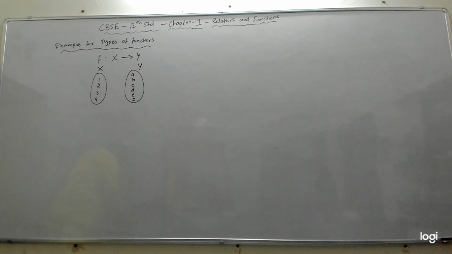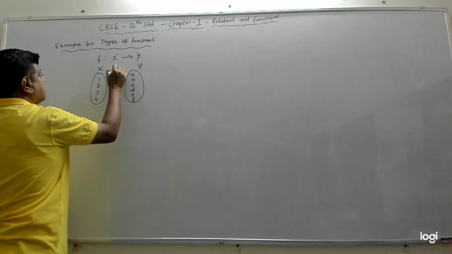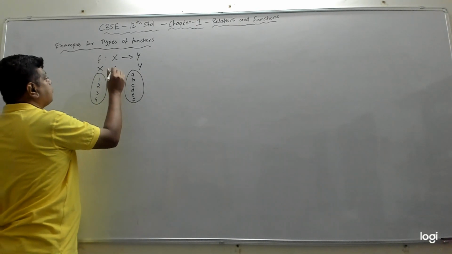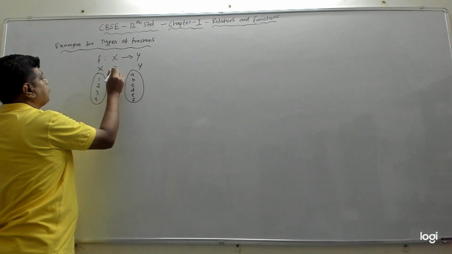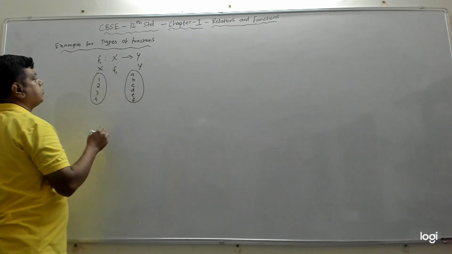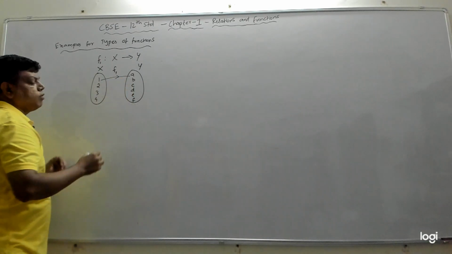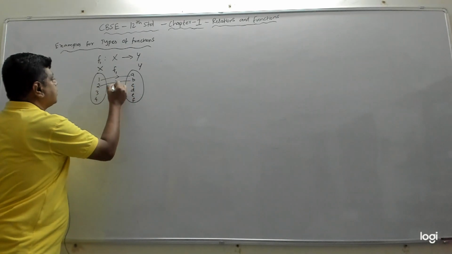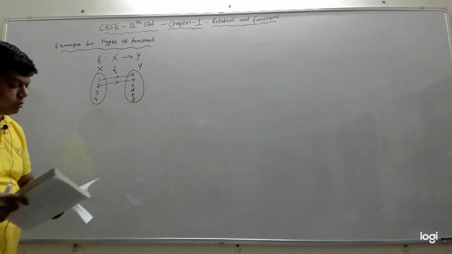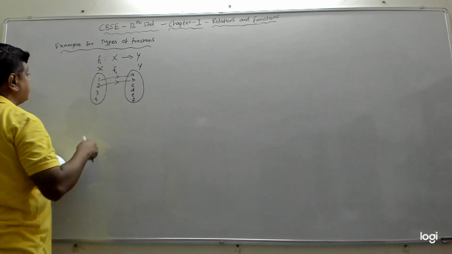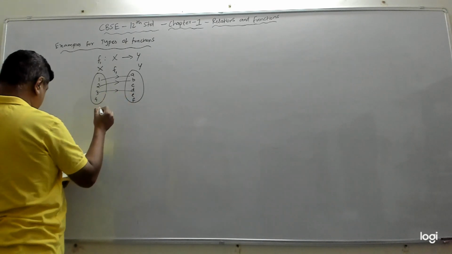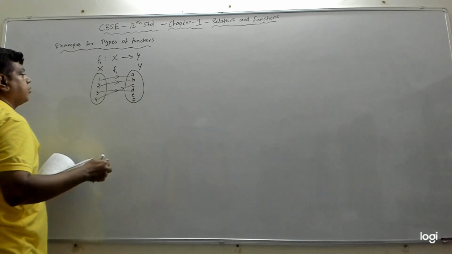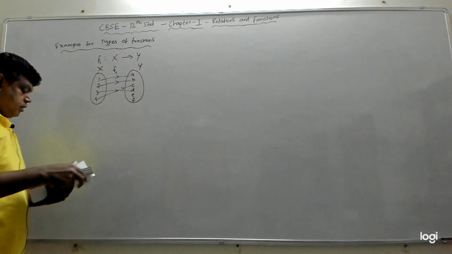Suppose there is a function f1. F1 is one function. So 1 is mapped to A, and 2 goes to B. And 3 is mapped to D, and 4 is mapped to C.